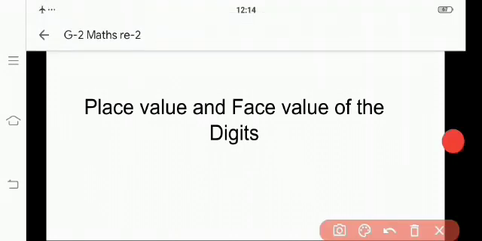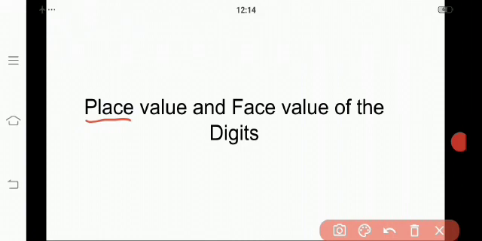See children, place value and face value of the digits. So now we are going to revise place value and face value of the digits. Do you remember children what is meant by place value? Yes, place value is the value of a digit according to its position in the number, such as ones, tens, hundreds, etc.